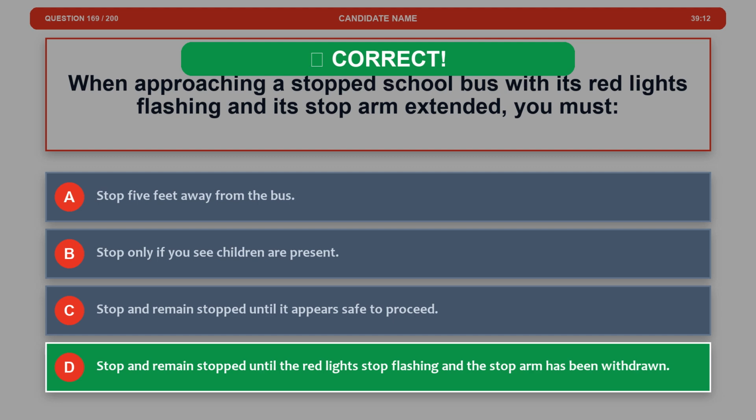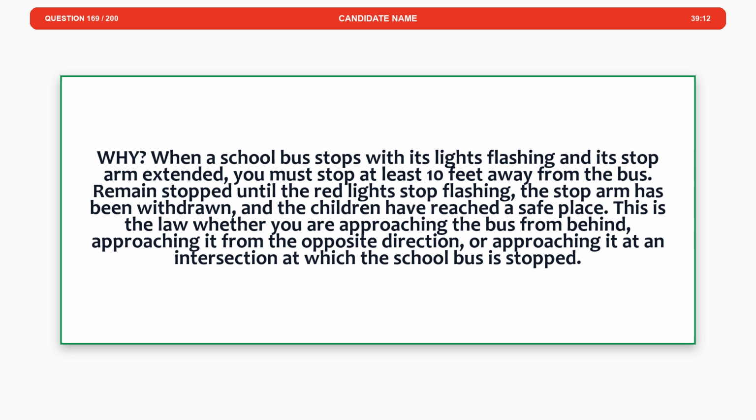The correct answer is option D. Stop and remain stopped until the red lights stop flashing and the stop arm has been withdrawn. Explanation. When a school bus stops with its lights flashing and its stop arm extended, you must stop at least 10 feet away from the bus. Remain stopped until the red lights stop flashing, the stop arm has been withdrawn, and the children have reached a safe place. This is the law whether you are approaching the bus from behind, approaching it from the opposite direction, or approaching it at an intersection at which the school bus is stopped.